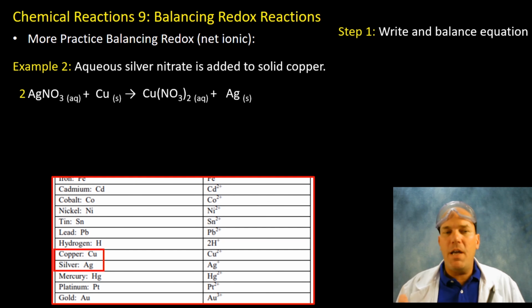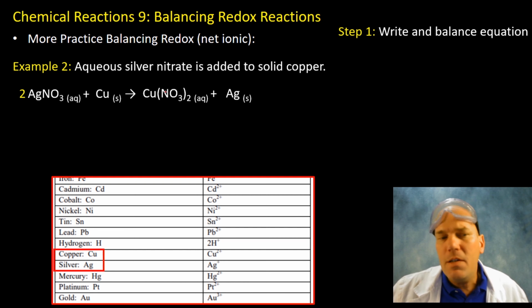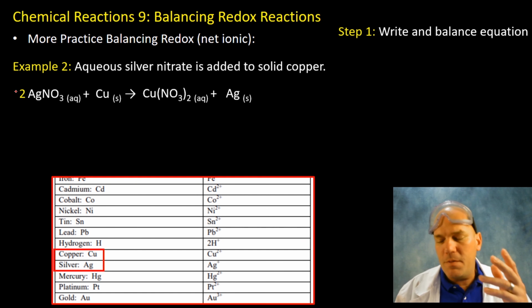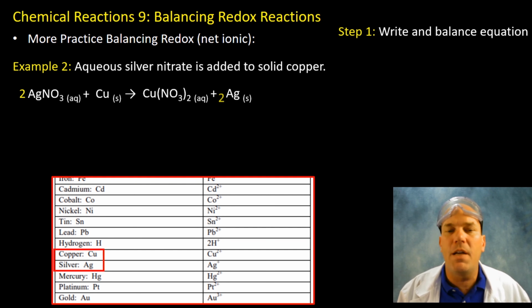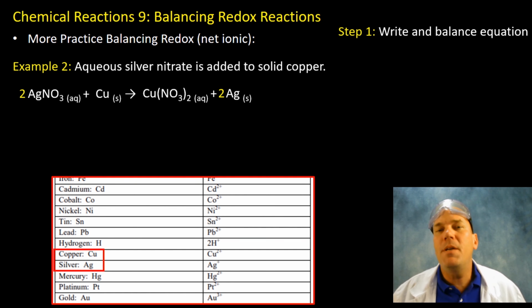Well, we have 1 nitrate here, but we have 2 nitrates here. So let's put a coefficient of 2 in front of the silver nitrate, which means we need a coefficient of 2 in front of the silver. Next, we can write out the ionic equation.